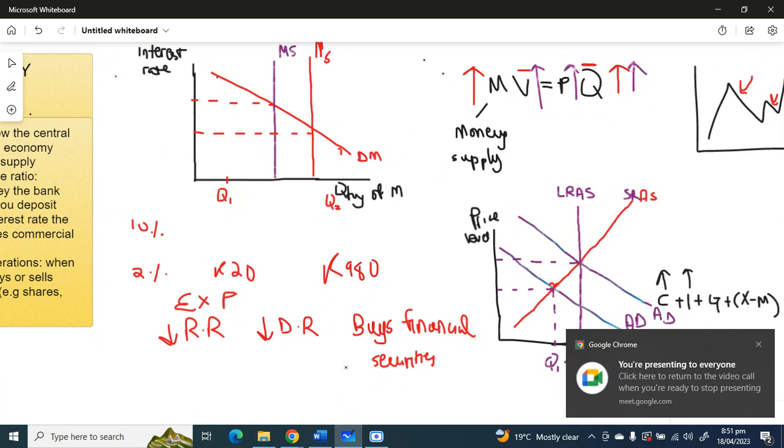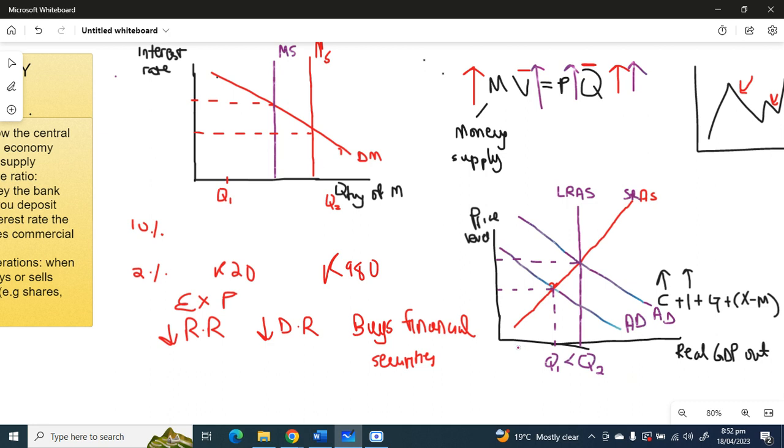You don't need to draw these graphs, right? But yeah, at least you have to be able to know how the things flow. Oh, and there's one more graph I forgot, the Phillips curve.